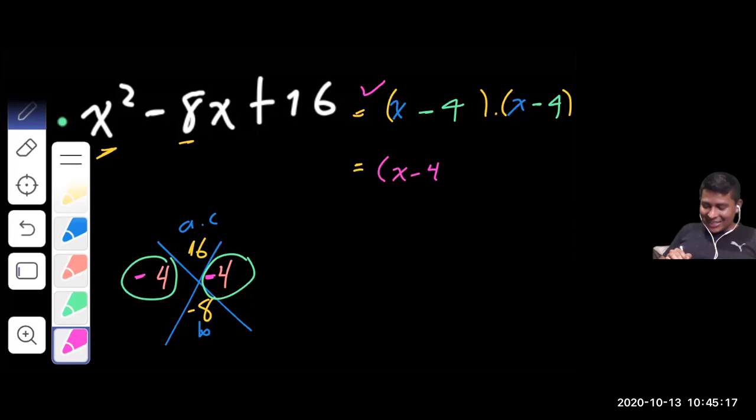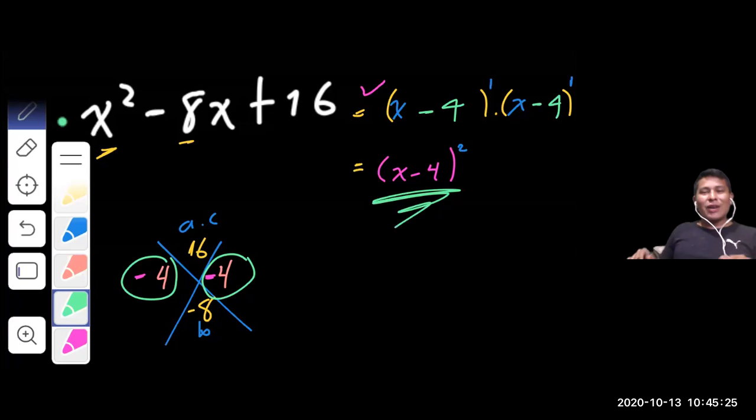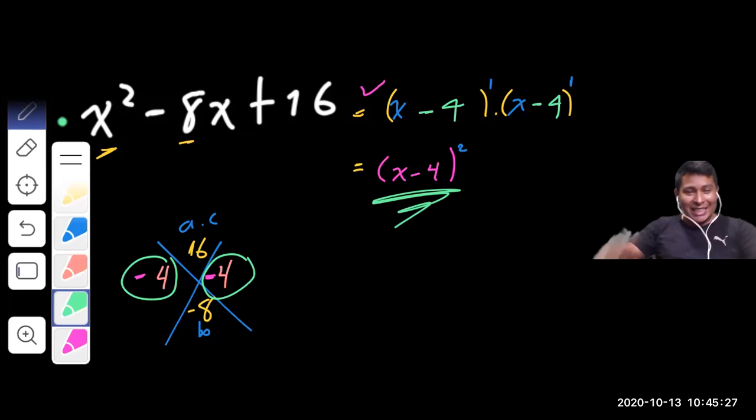Squared. And 1 plus 1. The best, x squared over 2. Okay, this is the second power. X minus 4 is squared. This is how we factor this trinomial.